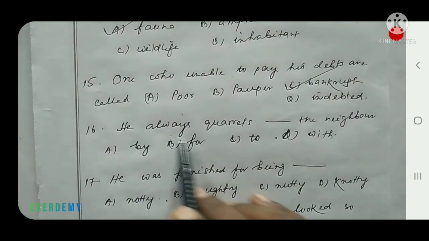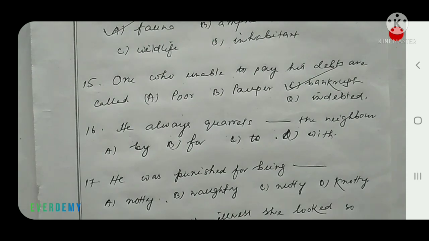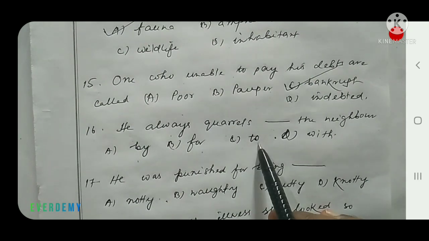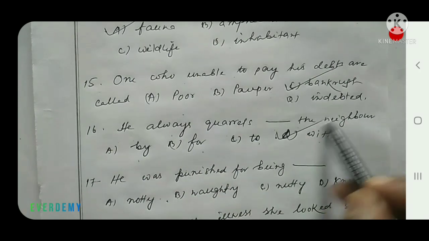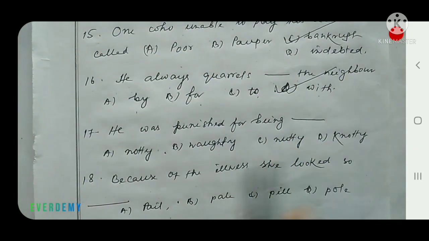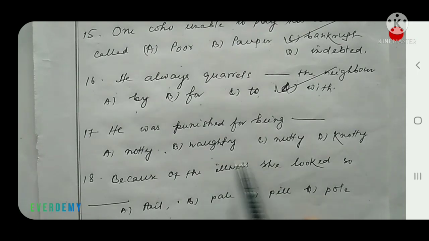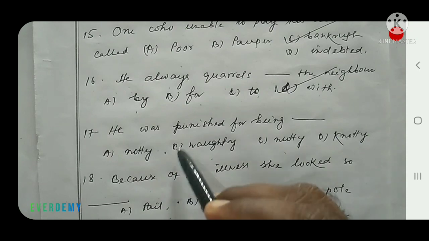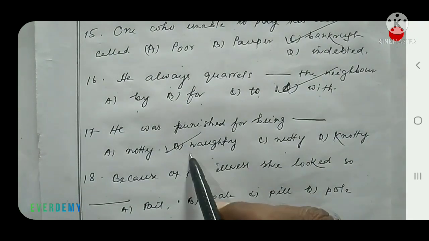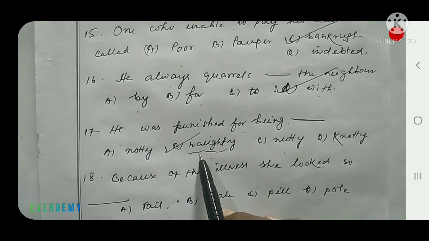16. He always quarrels with the neighbors. Here the prepositions are by, for, to, with. So he always quarrels with the neighbors. This is the correct answer. 17. He was punished for being naughty, with different spellings given. So B is the correct answer. Naughty is the correct spelling. He was punished for being naughty.